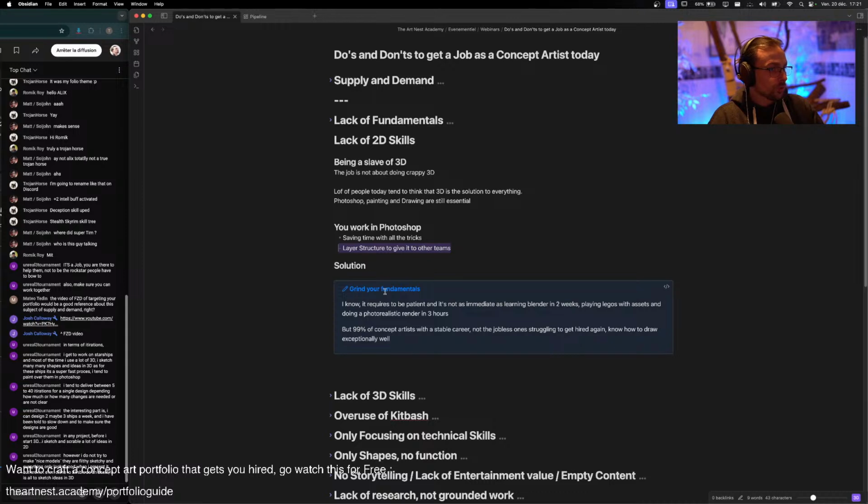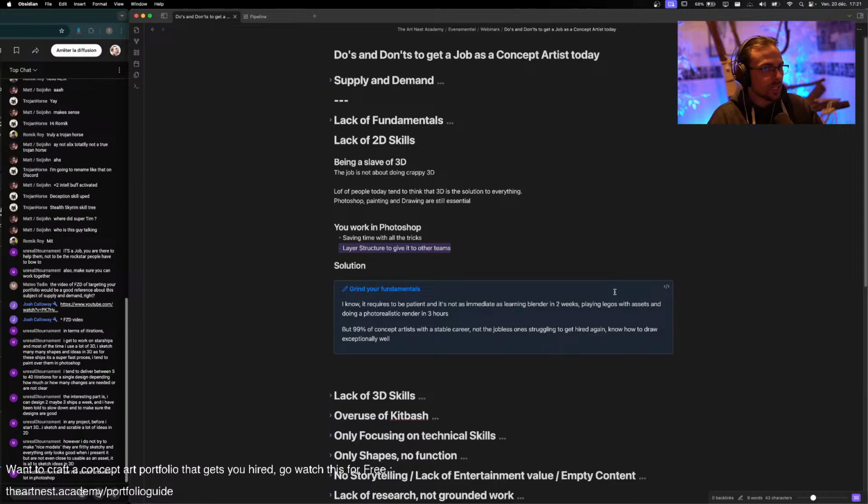So the solution, again, very Captain Obvious: grind your fundamentals. I know it requires being patient, and it's not as immediate as learning Blender in 2 weeks, following the donut tutorial or the JAMA tutorial, kitbashing stuff from Bridge, putting in an HDRI, and boom, 3 weeks after you started, you can already do photorealistic stuff. Okay, that's satisfying, but everyone can do it.